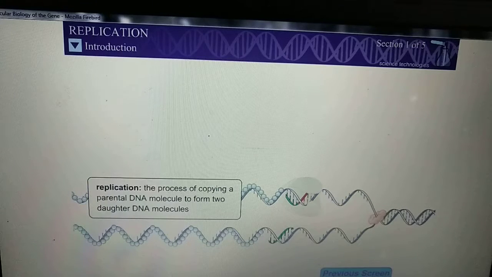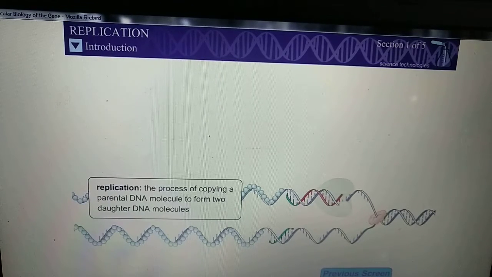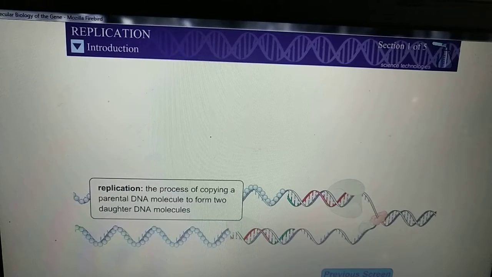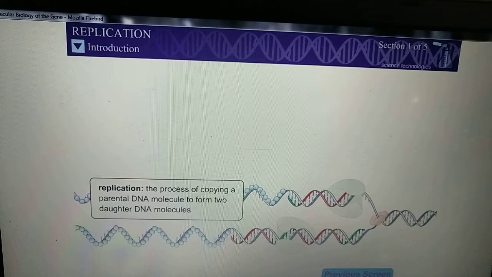The structure of DNA allows each of the two strands of a parental DNA molecule to serve as a template for the formation of a daughter strand. This process is called DNA replication. However, the replication of even the simplest DNA molecule is a complex multi-step process involving several enzymes.